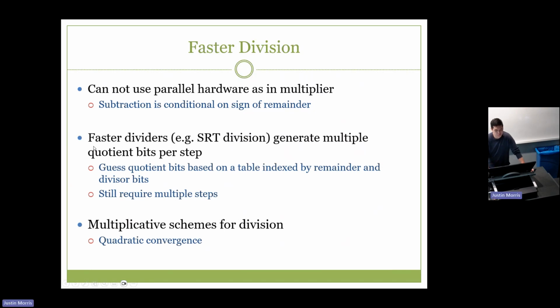So if we want to make faster dividers, the algorithms that are used are generally trying to do multiple quotient bits per iteration rather than one quotient bit per iteration. And this still requires multiple steps. Okay? So if I want to do 4-bit division, I'm doing 2 bits per step, I still take 2 steps. And then there are other schemes for division, and we're going to focus on this restoring division. If you wanted to look this up, you can.